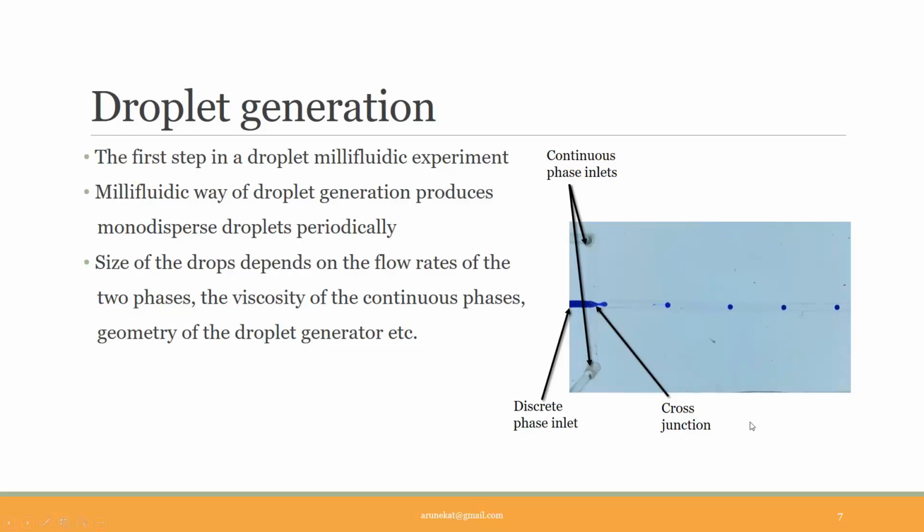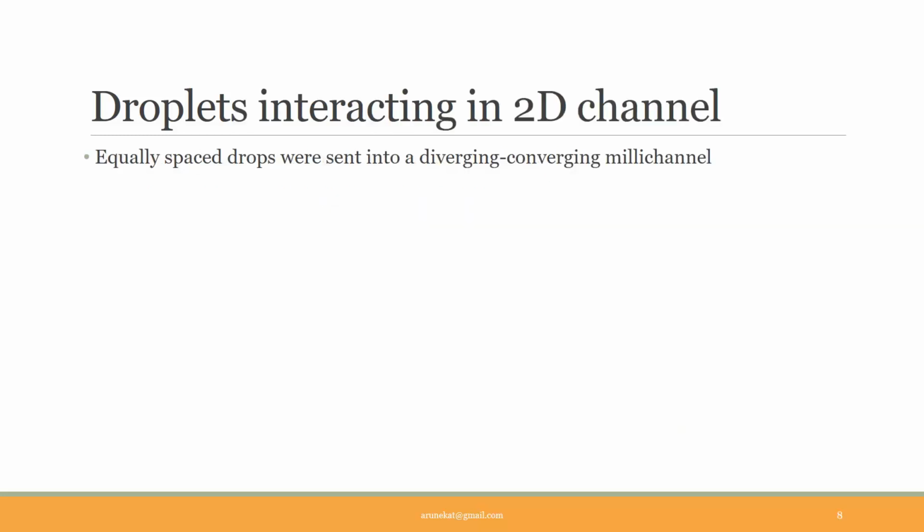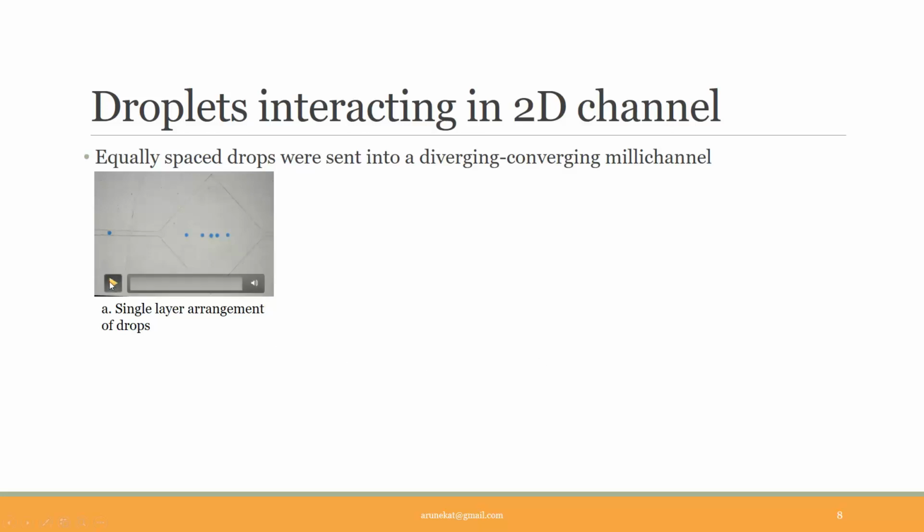The size of the drop formed depends on various quantities such as the flow rate of the continuous phase, the flow rate of the discrete phase, viscosity of the continuous phase, surface tension of the two fluids, etc. We saw how the drops are generated in a millichannel. We sent these equally spaced drops into a diverging converging millichannel, a 2D channel. In the first video, you can see the drops are well separated and so they are not interacting with each other.